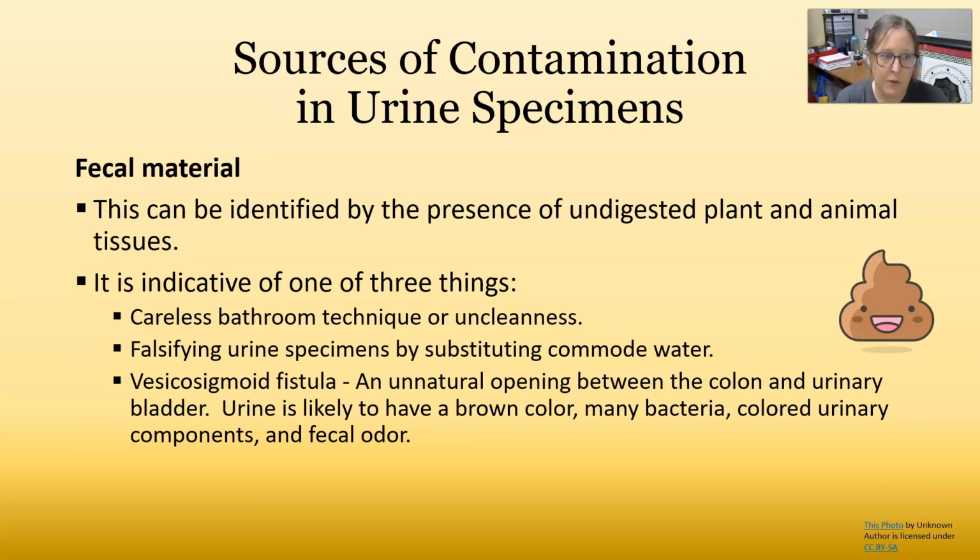And then lastly, fecal material. This can be identified by the presence of undigested plant and animal tissues. They're quite odd looking, but they don't belong in urine. So when those are seen in urine, they're indicative that there's fecal contamination.